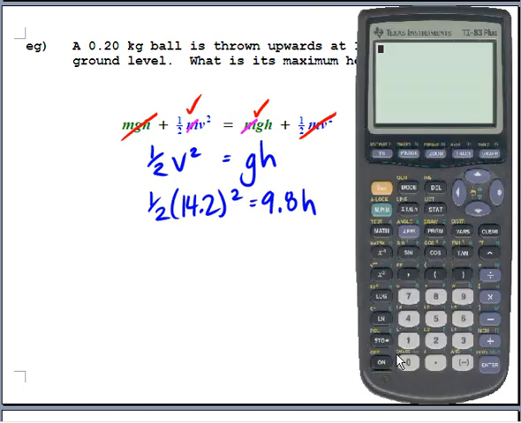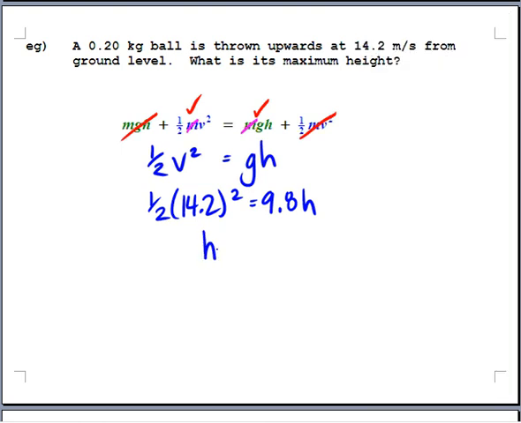And if we throw that into the calculator, all we have to do is divide by 9.8. Looks like 10.3 meters. Maximum height of that ball. So there's example 1, conservation of energy. I don't think that's too bad at all. Let's try another.